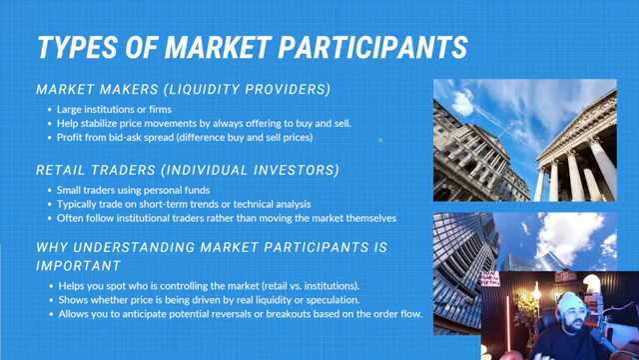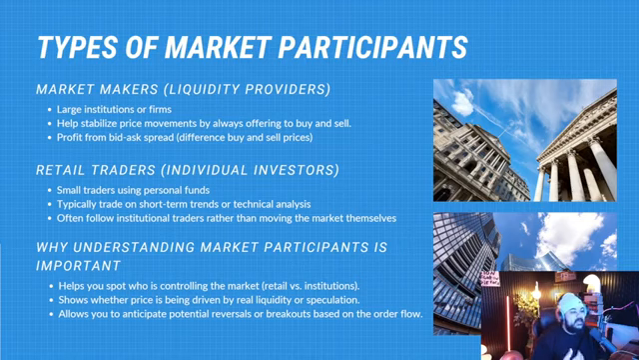There are two different types of market participants that I want you to understand. Number one is large institutions and firms, who help stabilize the price by always offering to buy and sell, and they make their profit from the difference between the bid and the ask. The retailers, like me and you, are smaller traders using personal funds that typically trade short term on technical analysis, and order flow traders usually follow institutions to see what smart money is doing.